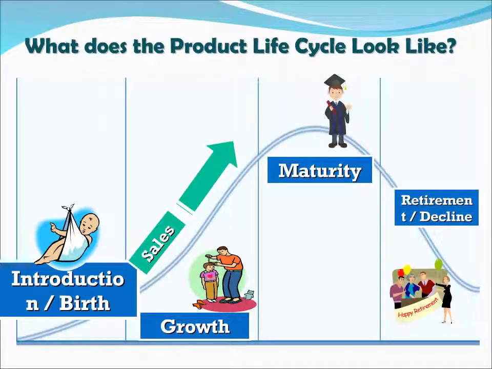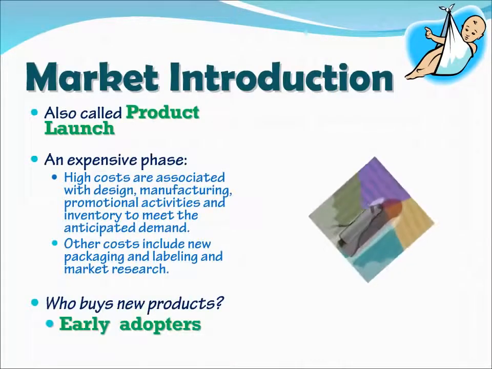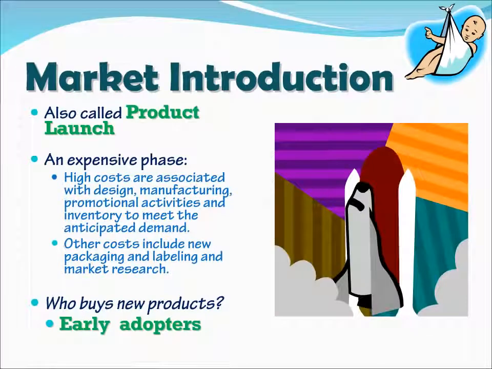So let's take a look at the birth stage. The birth stage is also called the product launch stage. Now, this is a very expensive phase. Why? Because there are all sorts of high costs associated with the design, the manufacturing, the promotion, right? The manufacturing to make up a lot of inventory so that you can sell it for this anticipated demand. So all these costs really play a huge role here.